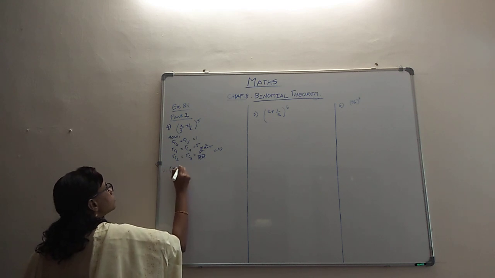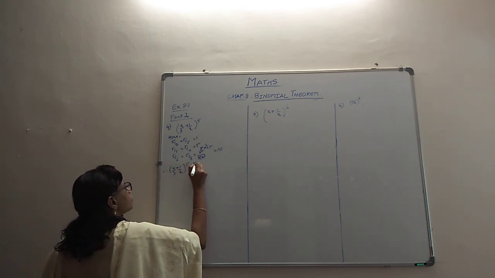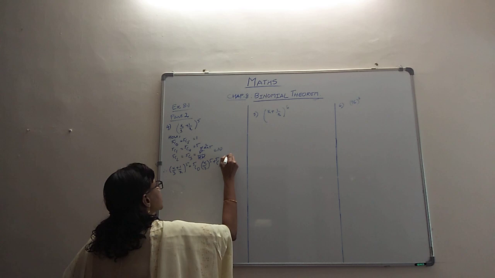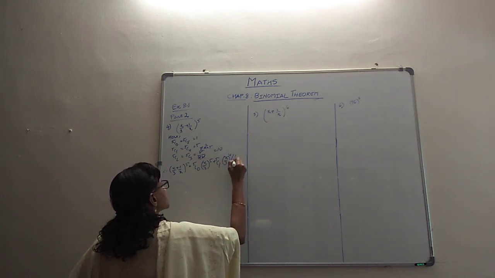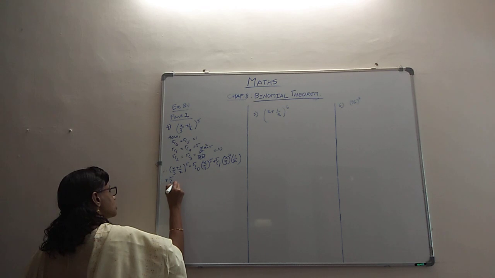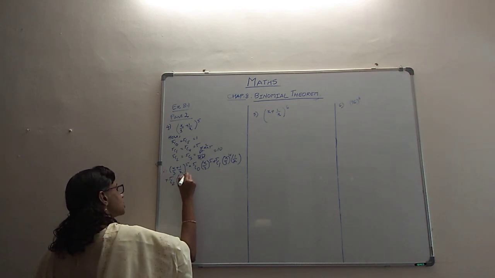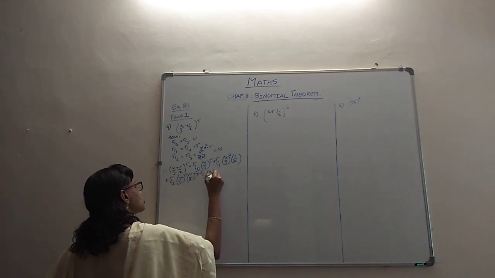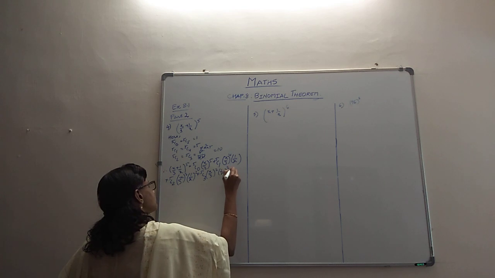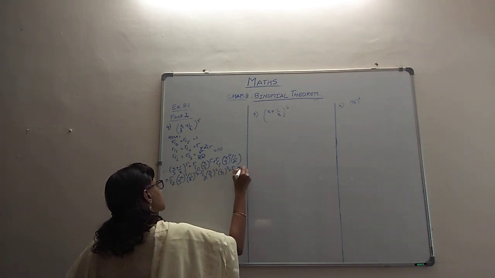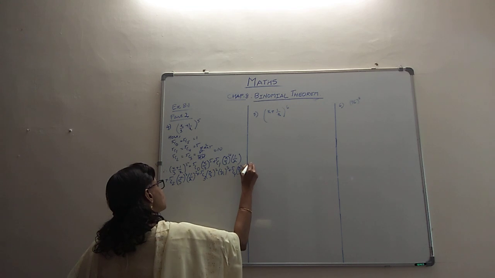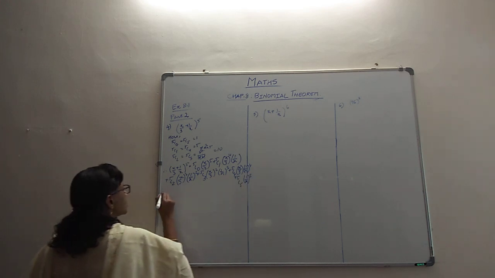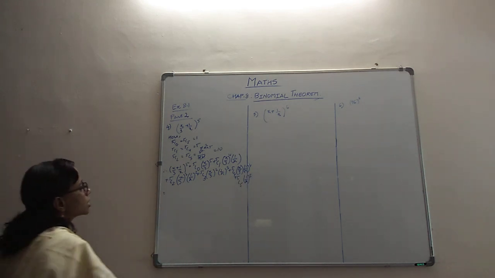So let's see. (x/3 + 1/x) whole raised to 5. We are expanding. 5C0 times (x/3)^5. 5C1 times (x/3)^4, 1/x starts. 5C2 (x/3)^3, (1/x)^2. 5C3 (x/3)^2, (1/x)^3. 5C4 (x/3) once and (1/x)^4, and 5C5, because it's a simple term, we can write it like this, (1/x) raised to 5. And let's go in for the expansion.